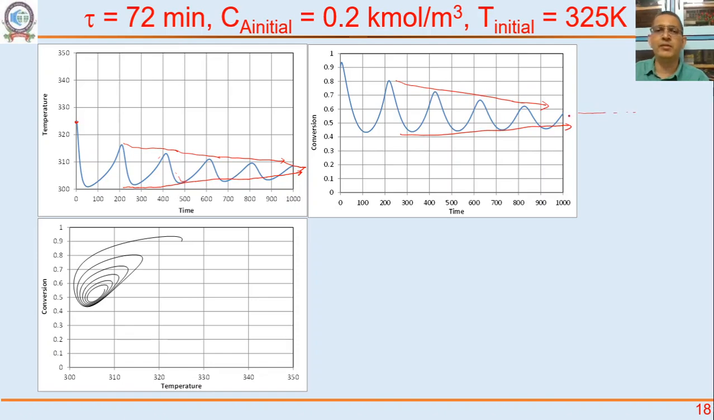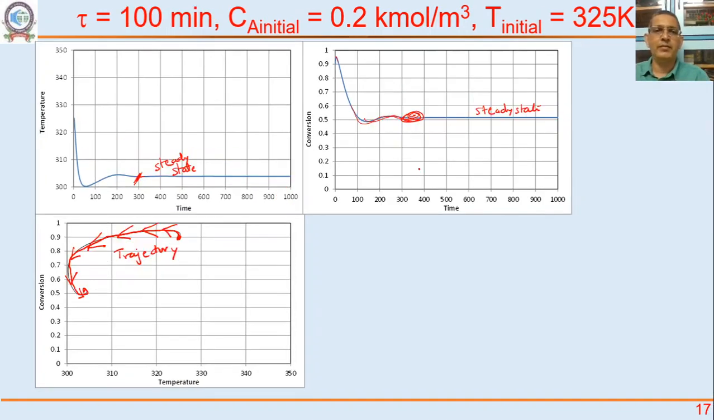If I continue solving the equations for longer and longer time, it will approach a steady state. Look at the time, 1000 minutes, it has still not reached steady state. 1000 minutes means 16 or 17 hours. Whereas in the first case, it approached steady state within 4 or 5 hours.